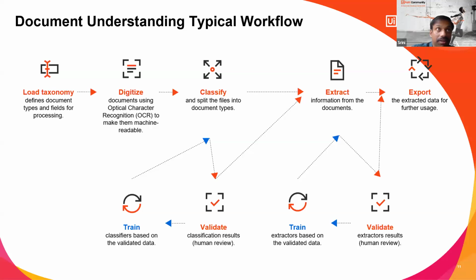And after that, we can digitalize the document, where it will be extracted as a text file using OCR. Once that is completed, we have different classifiers that can split one file into different categories. Based upon those categories, it can classify the file types. And the next step is to extract the documents.